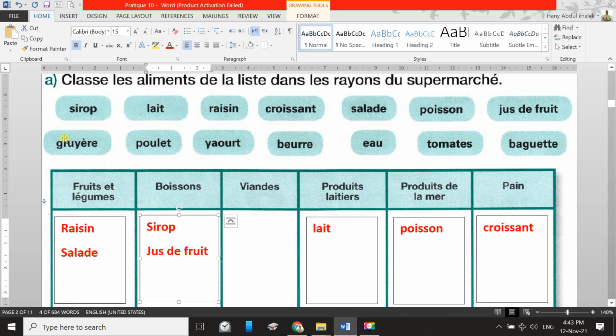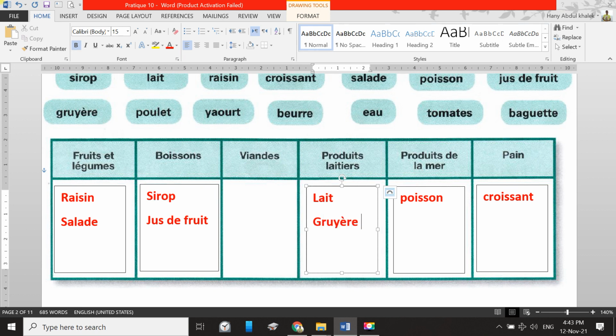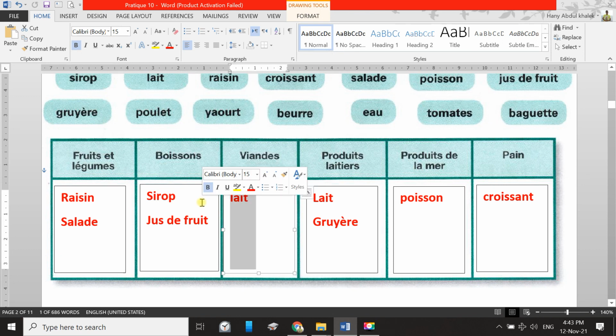Okay, gruyère. Gruyère is a kind of cheese. If you remember this kind of cheese with Tom and Jerry, where we can find holes like that. Okay, this kind. And poulet. Poulet means a chicken. We can find poulet here with les viandes. Viande means the meat.